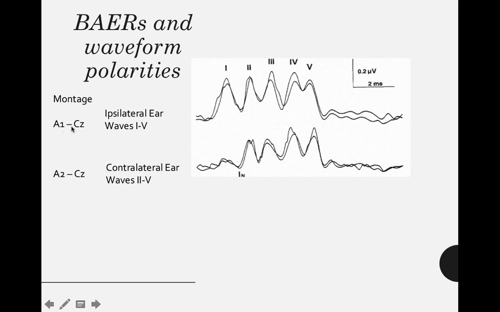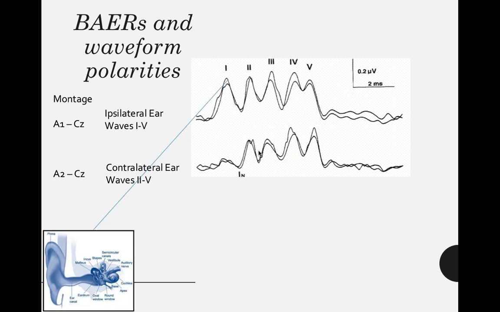The montage here, A1 to CZ. In this case, we're going to call this the left ear. We're stimulating the left ear, and we get waves 1 through 5. The clicking is happening in the left ear. We see our click, and we have the proximal nerve, the superior olivary complex, the lateral lemniscus, and the inferior colliculus signals coming in. And over here in the contralateral ear, we see no clicking, but the other responses coming from the brainstem are present.